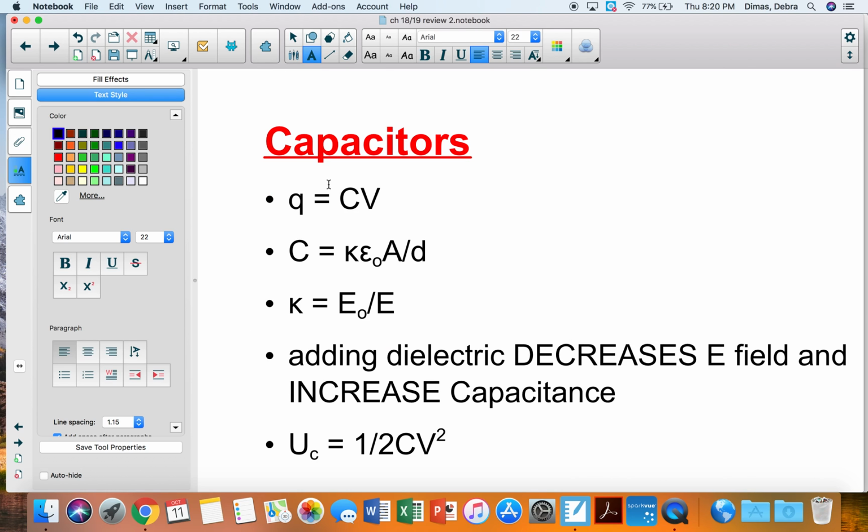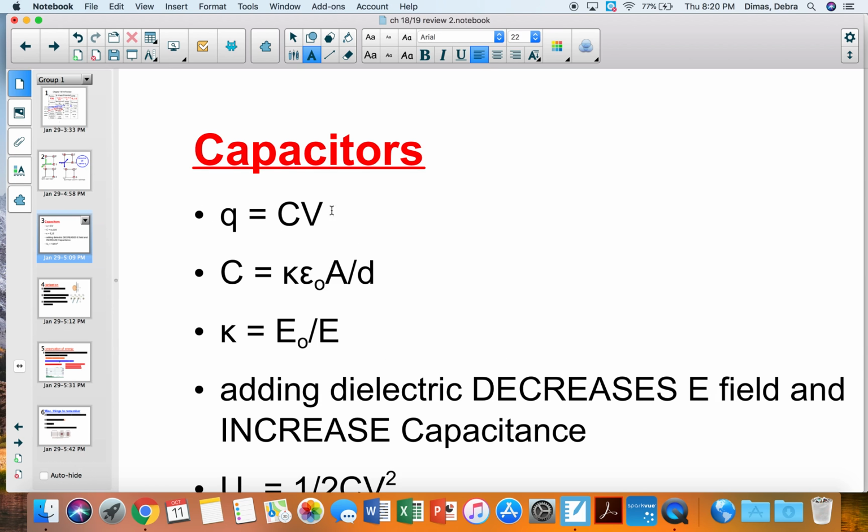Capacitors, the things you need to know about capacitors is that Q is equal to CV. I always do it this way because I always mess it up otherwise if I do C equals Q over V. Capacitance is equal to kappa epsilon naught A over D. Remember, A is the area of the plates. D is the distance of separation. Epsilon naught is the permittivity, the vacuum permittivity, I guess Katie explained to me today. I've always called it permittivity of free space, but it's a constant.